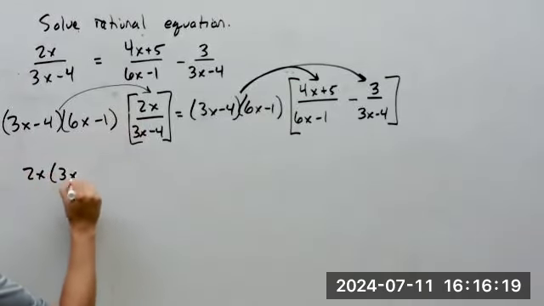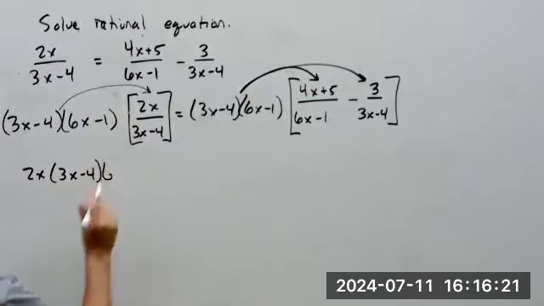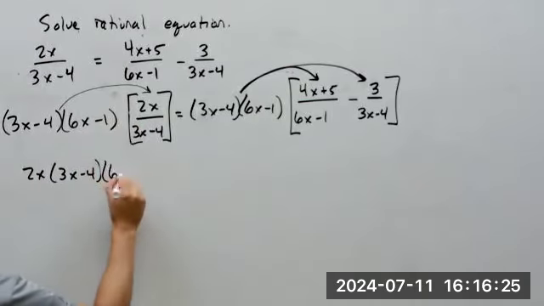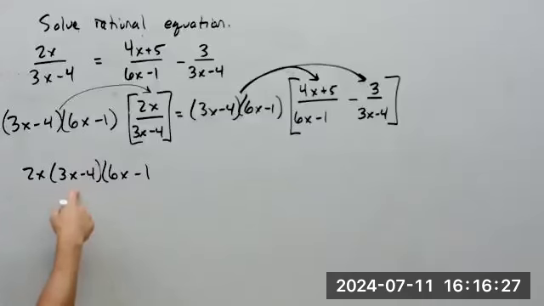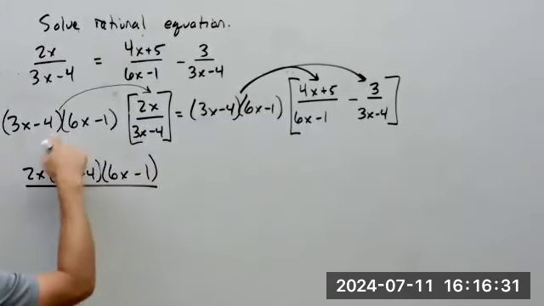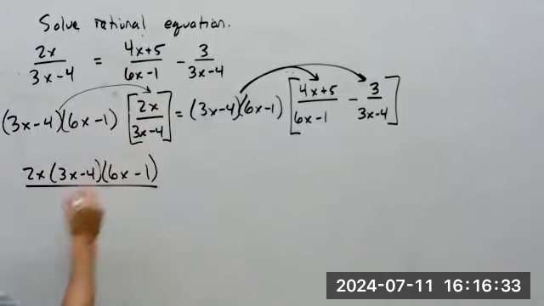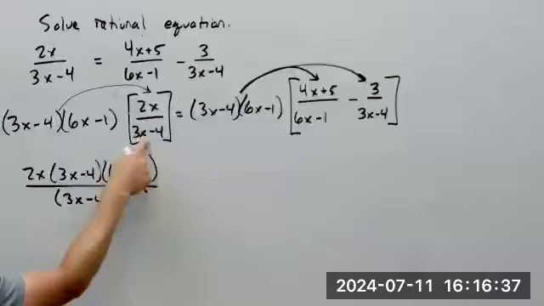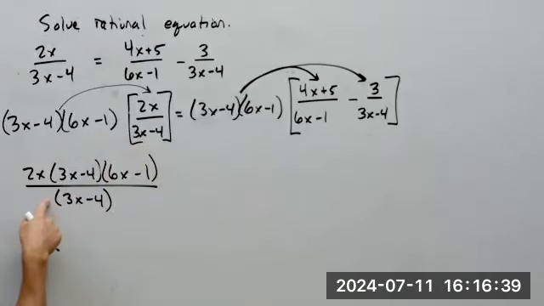2x times 3x minus 4 times 6x minus 1 is 2x times 3x minus 4 times 6x minus 1. Remember, the multiplication just goes to the numerator. The denominator stays exactly the same. The denominator was 3x minus 4. It stays 3x minus 4.